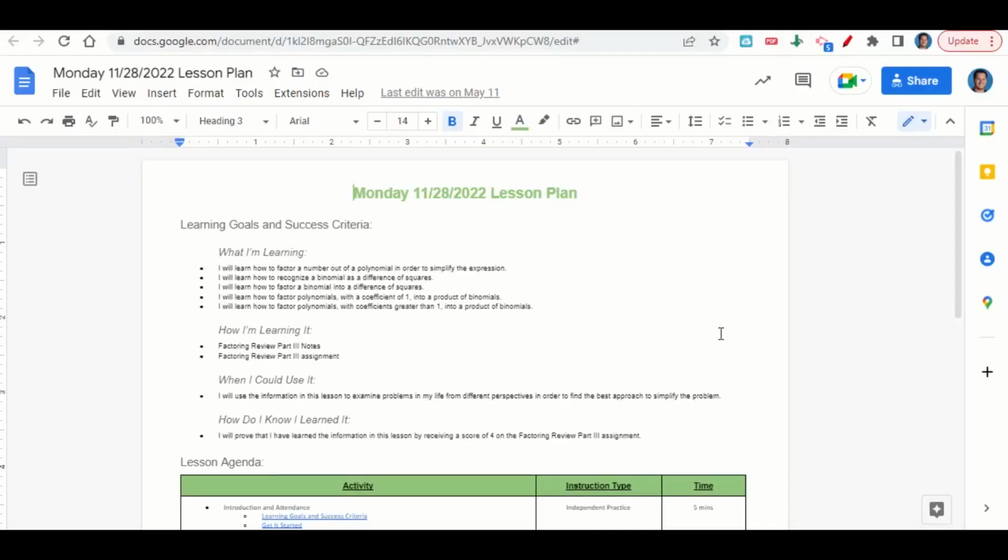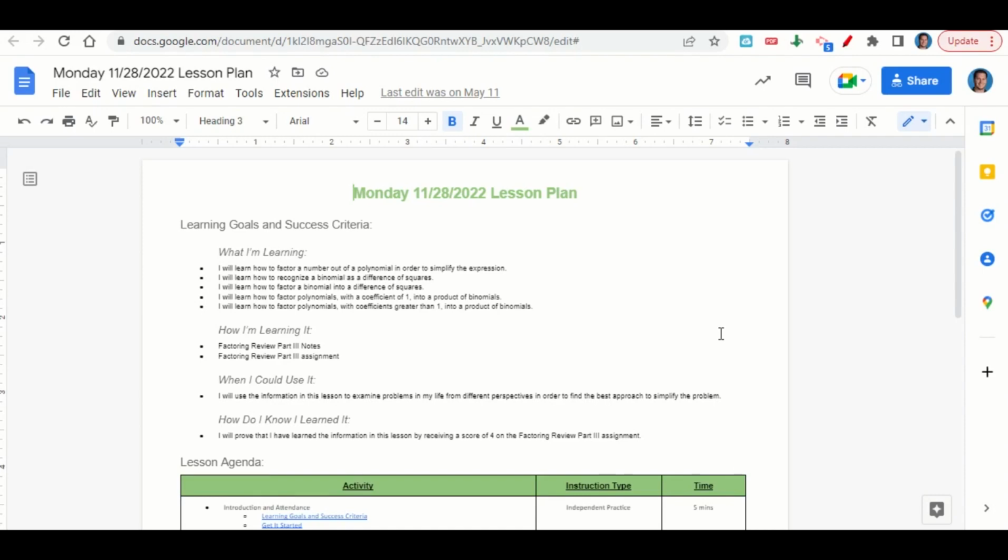Welcome everyone. Let's begin our lesson for today by going over the learning goals and success criteria. First, what are we learning? We're learning how to factor a number out of a polynomial in order to simplify the expression, how to recognize a binomial as a difference of squares, how to factor a binomial into a difference of squares, how to factor polynomials with a coefficient of 1 into a product of binomials, and how to factor polynomials with coefficients greater than 1 into a product of binomials.